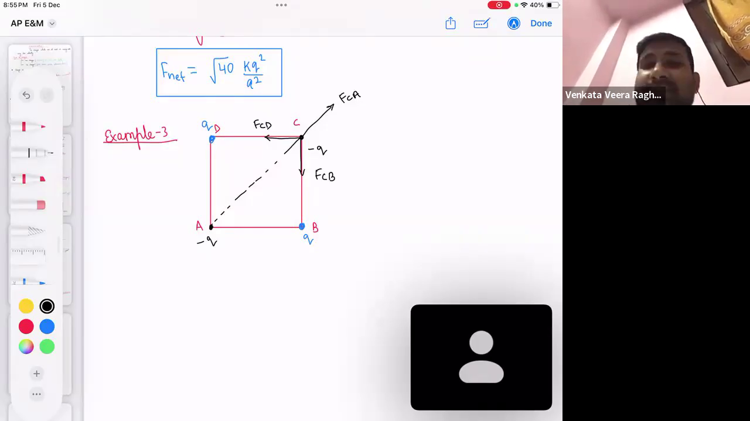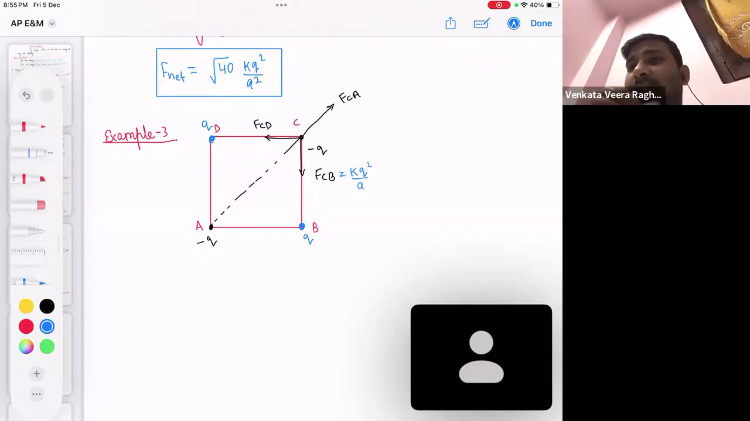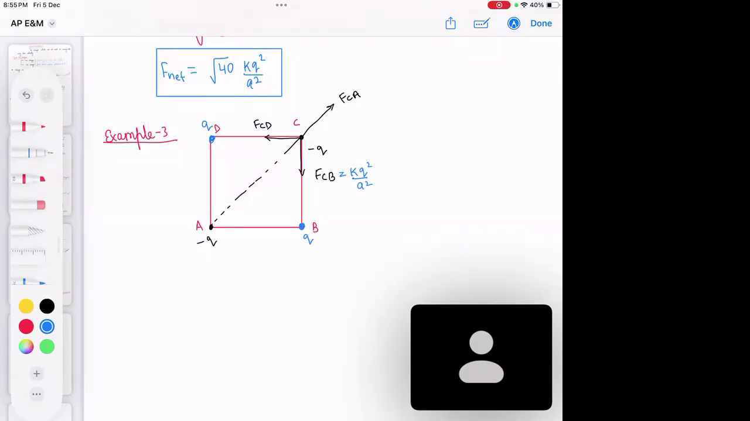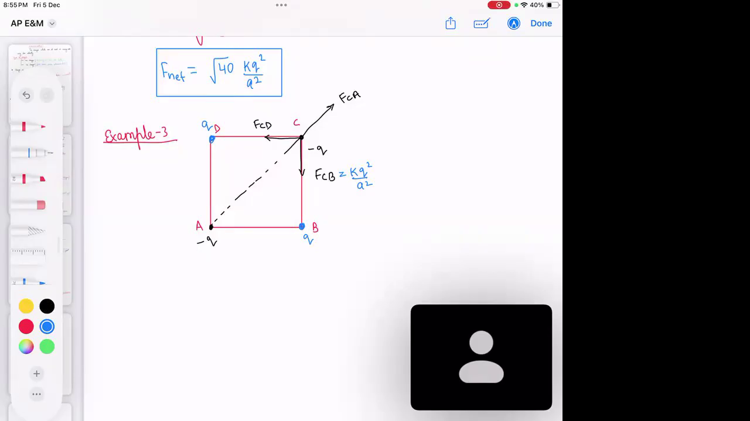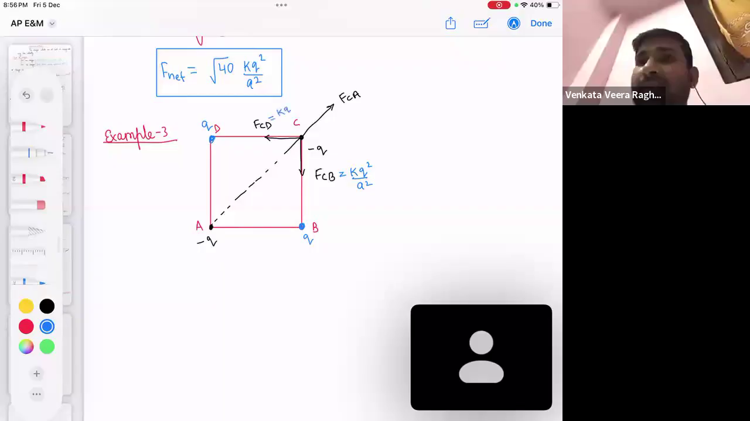Please tell me, can it be done? Yes, sir. Values are known. This value is KQ by A square. Any confusion? No, sir. FCD is going to be how much? KQ square by A square.